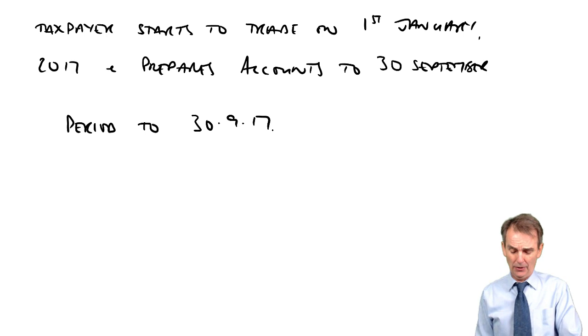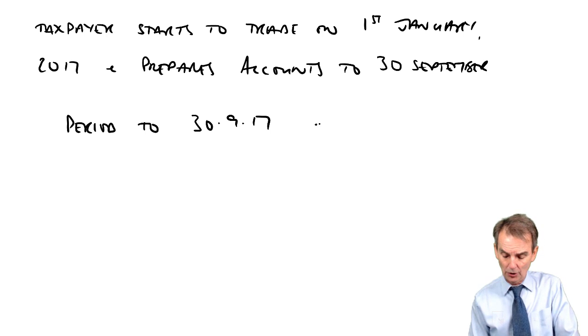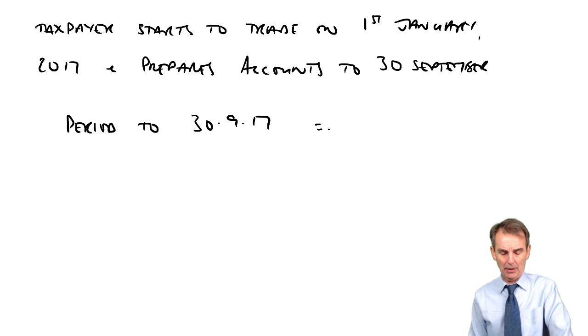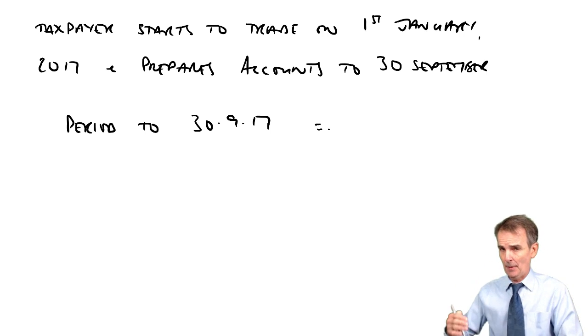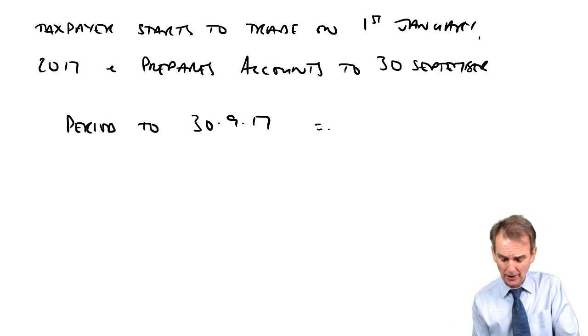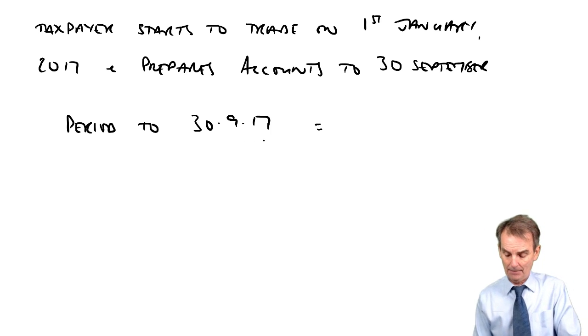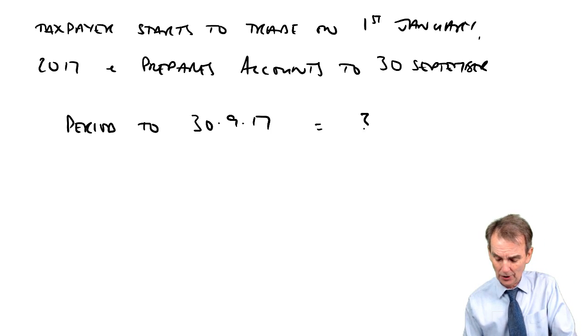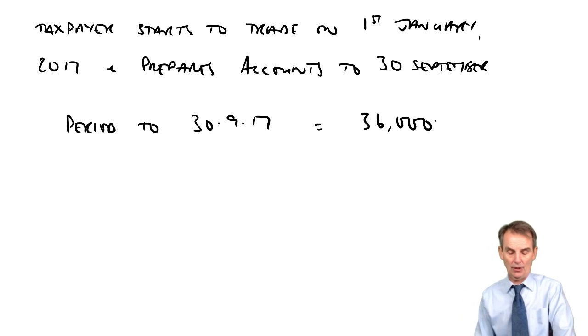It's a 9-month period. And what we're told is that the tax adjusted trading profit of that period, so we've done the adjustment of profits, we've computed and deducted capital allowances, we've got a tax adjusted trading profit of that accounting period to the 30th of September 17. And that figure works out to be £36,000.